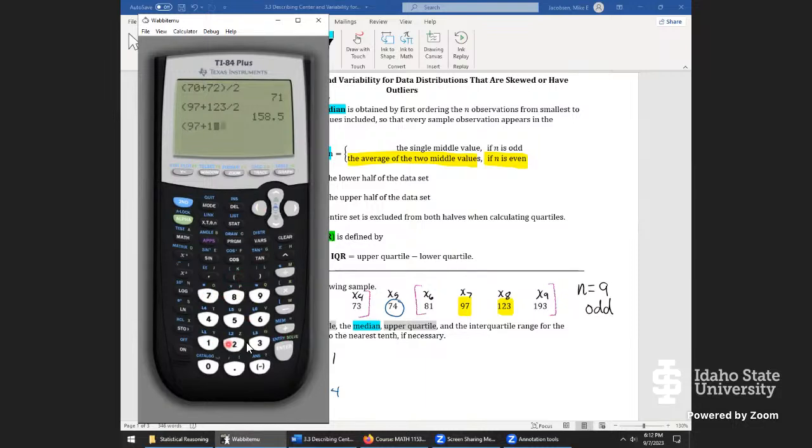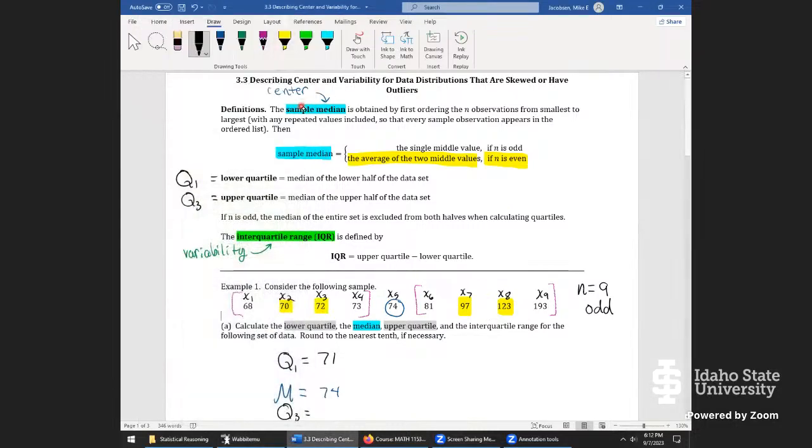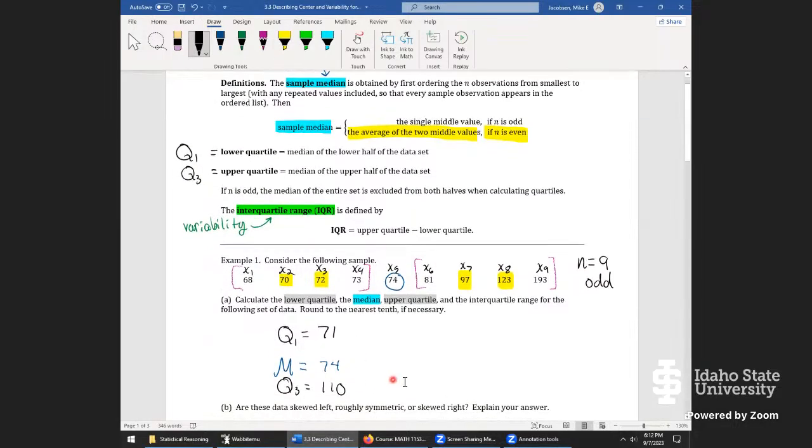97 plus 123, then close the parentheses, division by 2. That looks a little bit more reasonable. 110, it being between those values, it can't exceed any one of them. So we have our upper quartile is 110. Well, any questions so far, folks, with either of those two values?